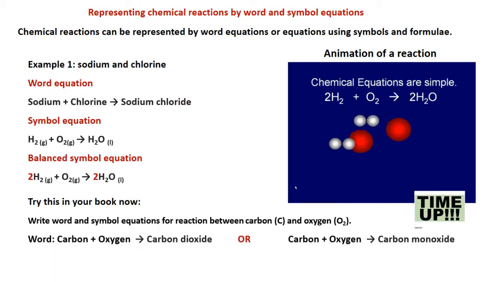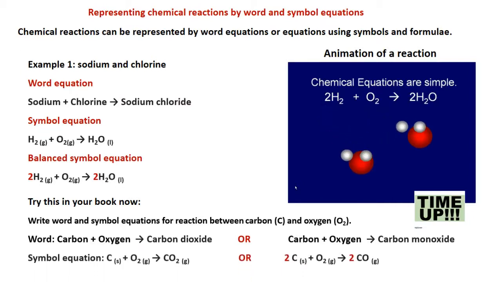So the word equation, any of the two you wrote is correct. Carbon plus oxygen to give you carbon dioxide, or carbon plus oxygen to give you carbon monoxide. Any of the two that you wrote is correct. Let's look at the symbol equation. Carbon plus oxygen gives you carbon dioxide, so C plus O2 gives you CO2, or C plus O2 gives you CO.